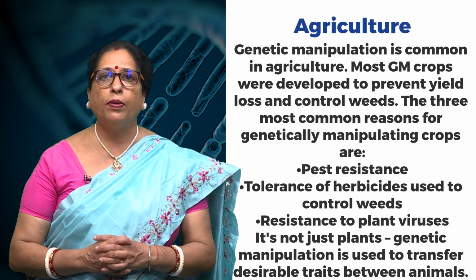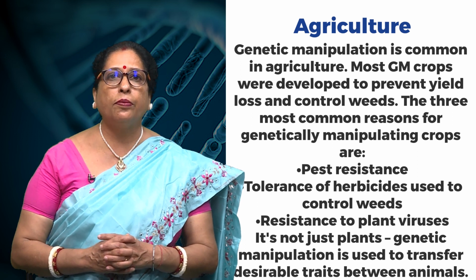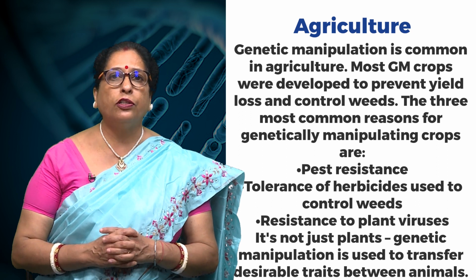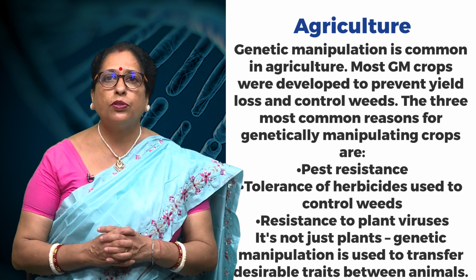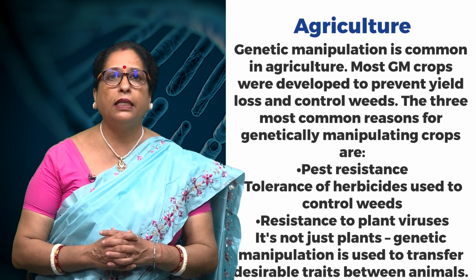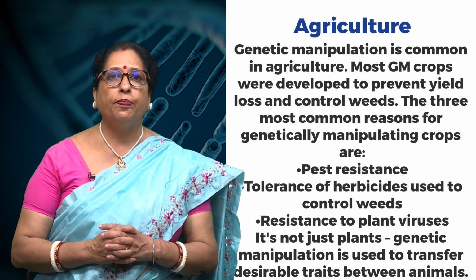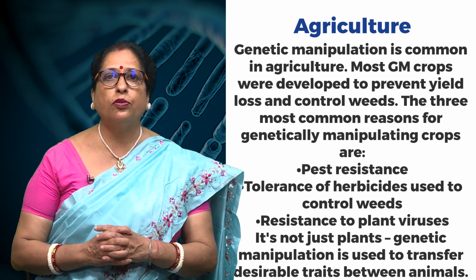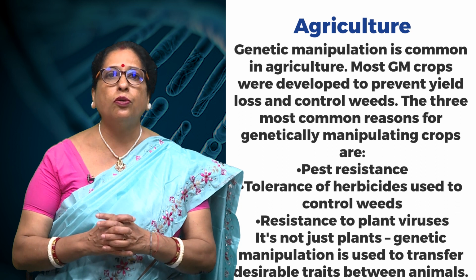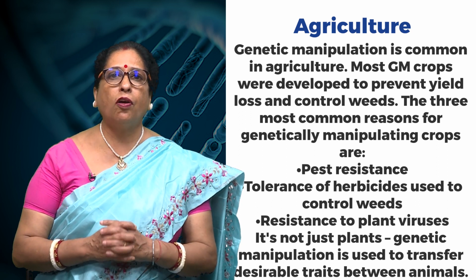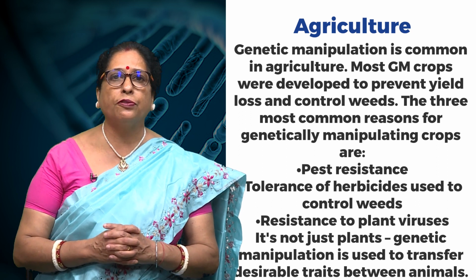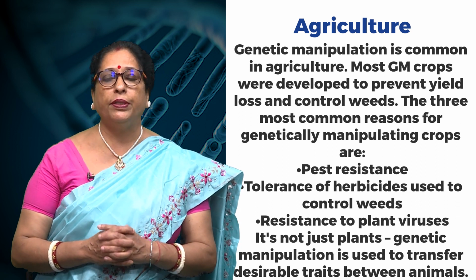In agriculture, genetic manipulation is common. Most GM crops were developed to prevent yield loss and control weeds. The three most common reasons for genetically manipulating crops are pest resistance, tolerance of herbicides used to control weeds, and resistance to plant viruses. It is not just plants; genetic manipulation is used to transfer desirable traits between animals.